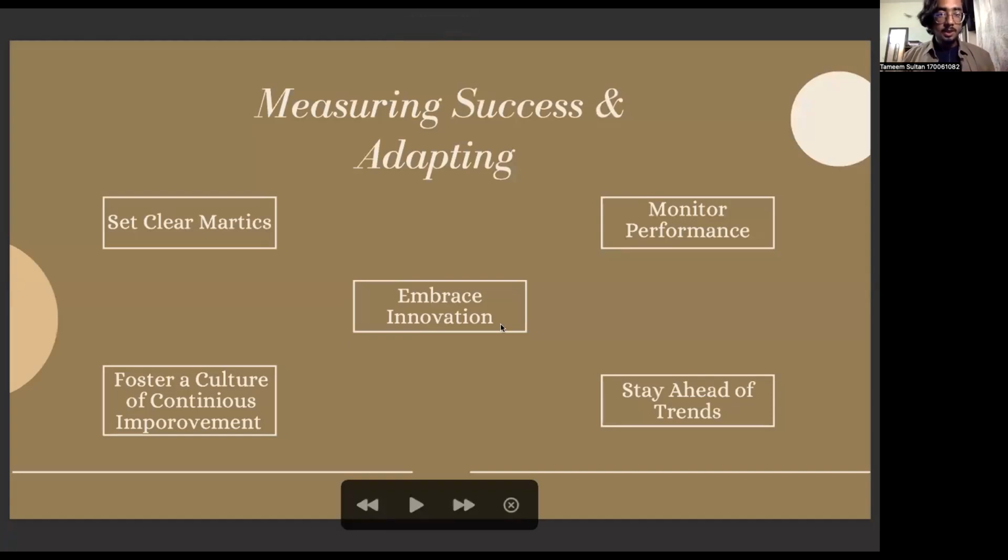So measuring the success is very important if you are trying to reach new markets. So measuring and adapting to the changing global market condition is crucial for businesses operating on a global scale. Here are some key considerations. The first one is set clear metrics. Before launching a new business or expanding into a new market, it's important to set clear metrics for success.